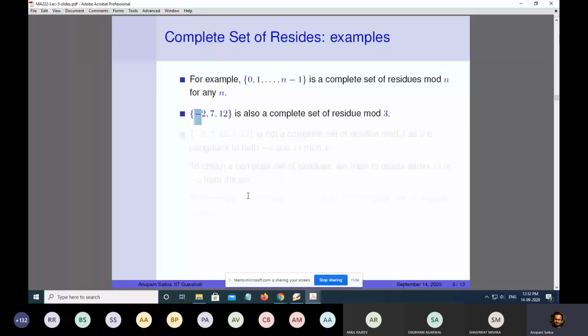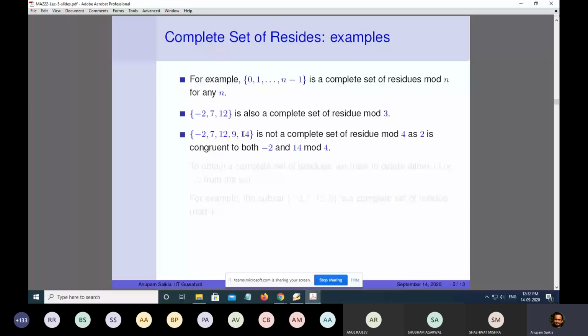Okay, so this is not a complete set of residues modulo 4. What we are taking is minus 2, 7, 12, 9, 14. Of course, a simple example would have been 0, 1, 2, 3. That would be a complete set of residues. And why is this set not complete? Because there is a redundancy. Two of them will be congruent, like minus 2 and 14, because 14 is congruent to minus 2 mod 4.